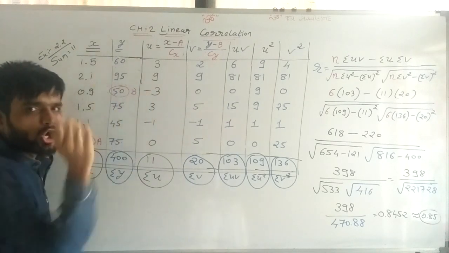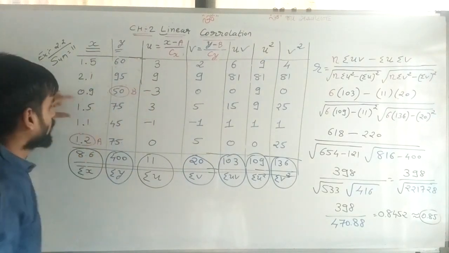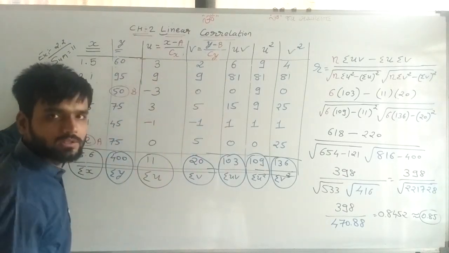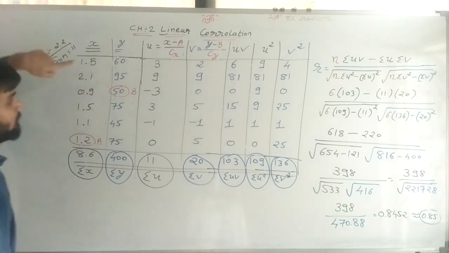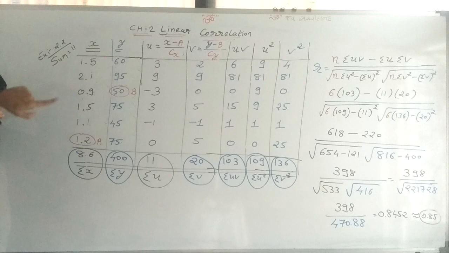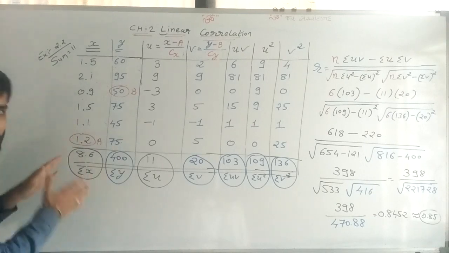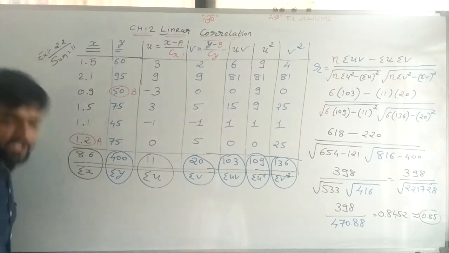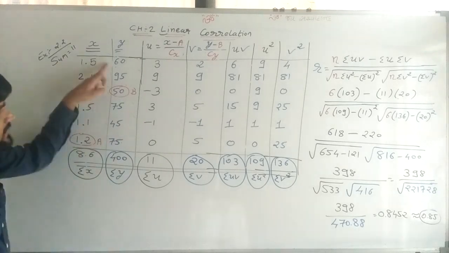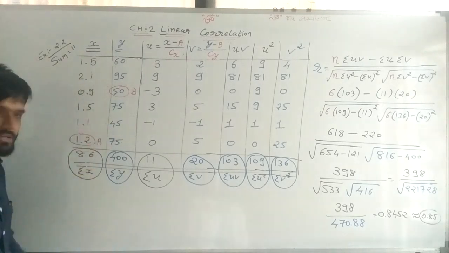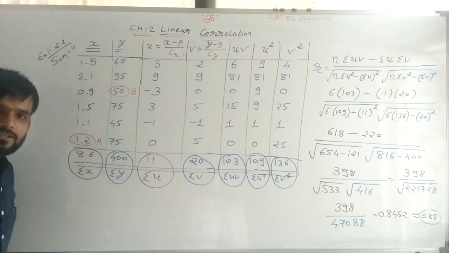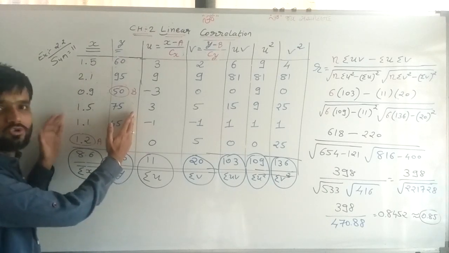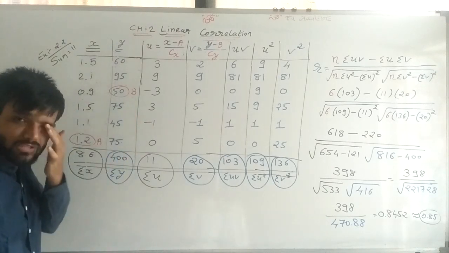Now see here. This sum is given to you in your textbook. I said to you the only change is 1.5 instead of 1.8. Otherwise all the values remain the same. So here x: 1.5, 2.1, 0.9, 1.5, 1.1, 1.2. That is given to you. Total of that, sigma x, is 8.6. In the same way, values of y given: 60, 95, 50, 75, 45, 75. Total is 400, sigma y. Now these two values are given. We need to convert them into small values and normal values.